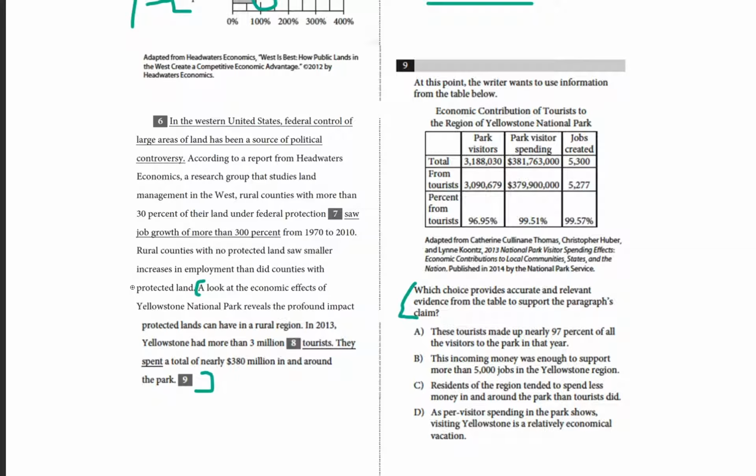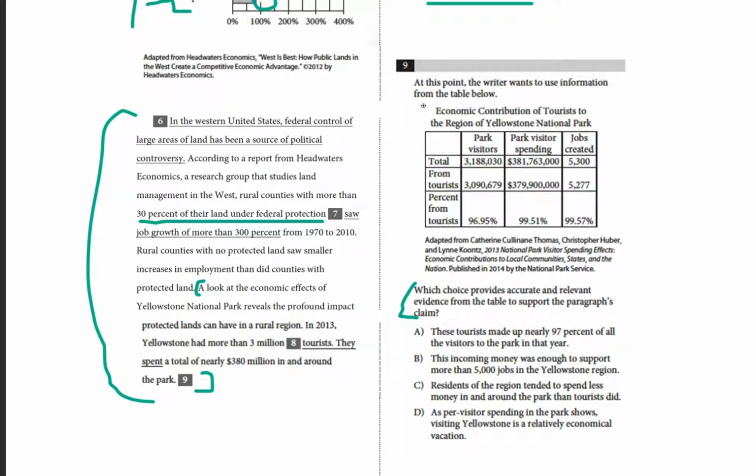They spent a total of nearly $380 million in and around the park. And likewise, from the earlier question, we saw that it's true that rural counties in the West with more than 30% of their land under federal protection saw job growth of more than 300% from 1970 to 2010. So I think the paragraph's claim is that public management of lands in the West leads to job growth and lots of park visitor spending.